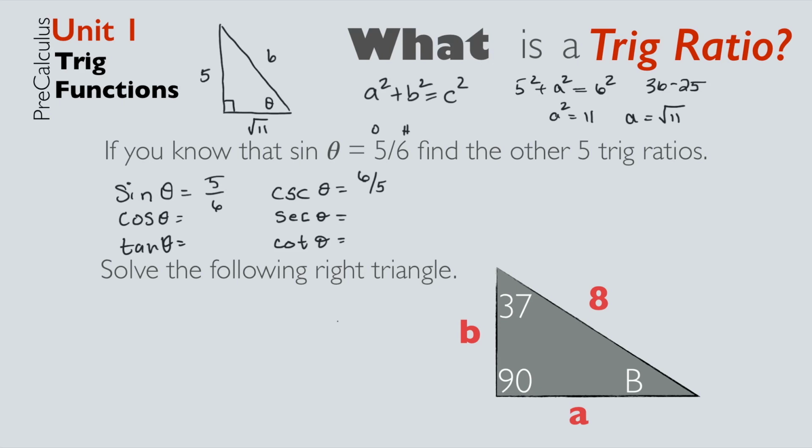So the cosine is going to be the adjacent, which is the square root of 11 divided by 6. And I'm going to change this one. It's just going to be 6 divided by the square root of 11. Tangent is going to be the opposite over the adjacent. Cotangent, the square root of 11 over 5, the adjacent over the opposite.